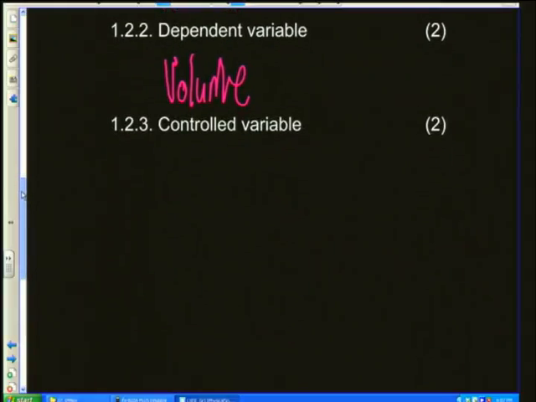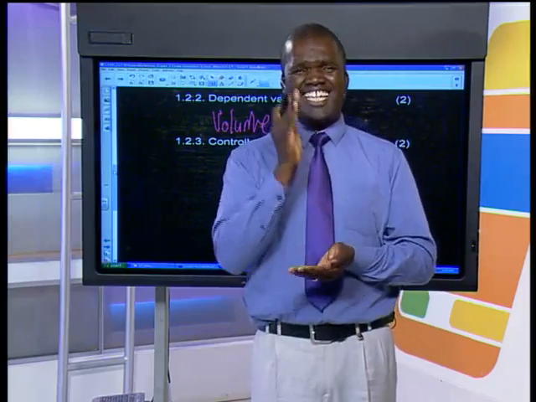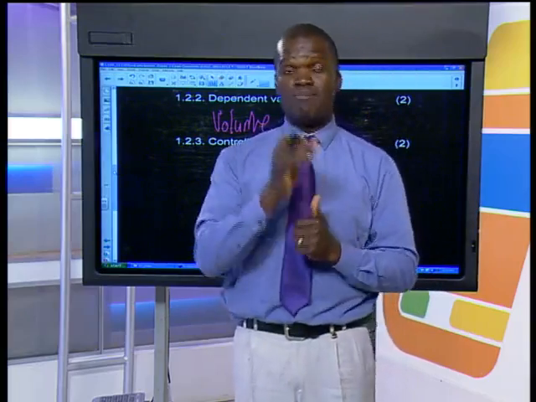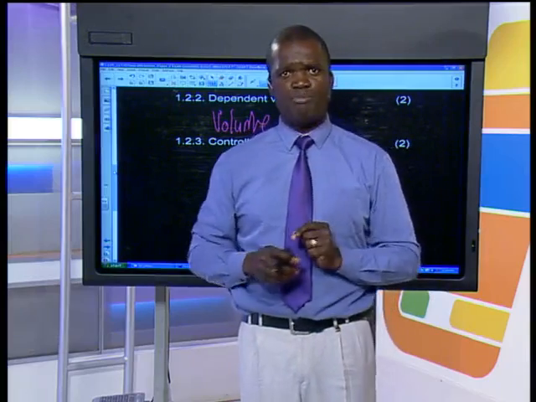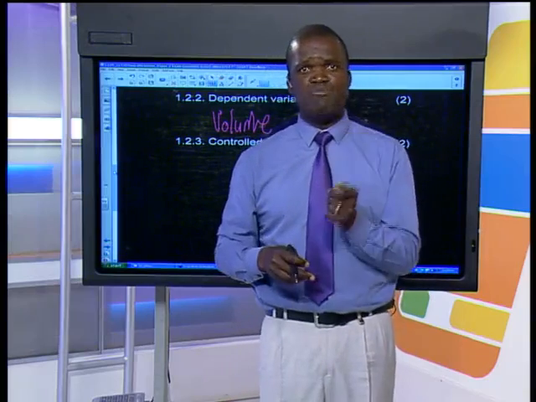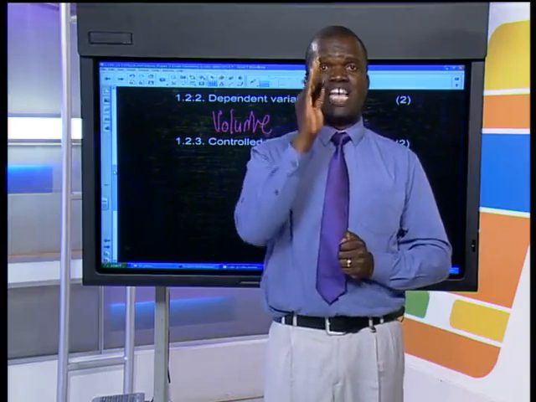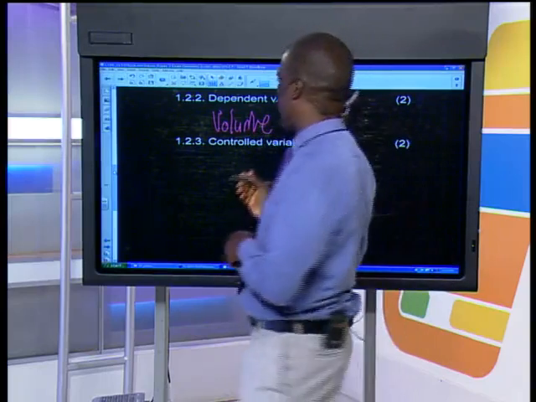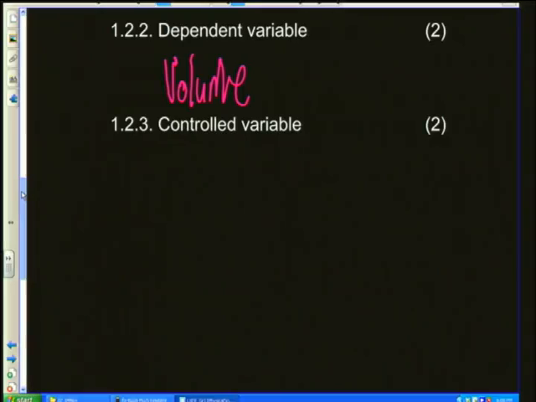They say now, what is their controlled variable? I must emphasize that the controlled variable is that variable which you will ensure is kept constant. It doesn't change. Now note that in this particular case, remember, it's an enclosed mass of a gas. Is the mass changing? No, the mass is not changing. So you will say the mass of the gas is your controlled variable. The other very important thing that they said in the statement is that the temperature is kept constant. So it means that our temperature as well is our controlled variable.